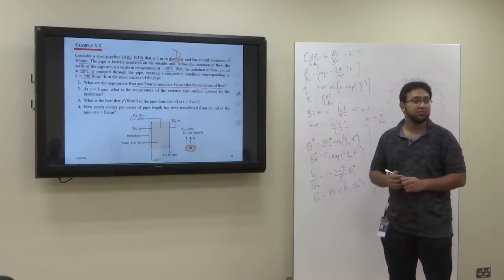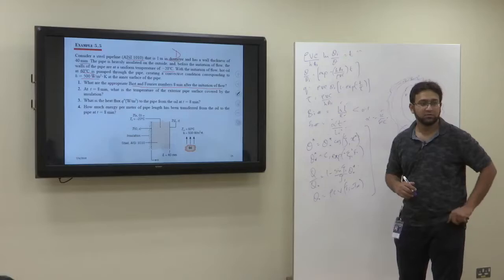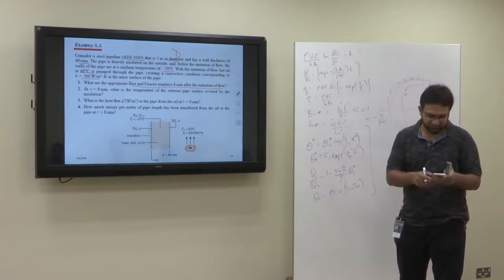Will it be the thickness also? Yes, where is the thickness? Lc is the characteristic length.